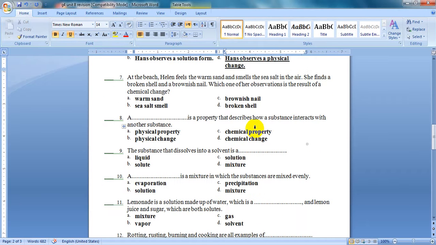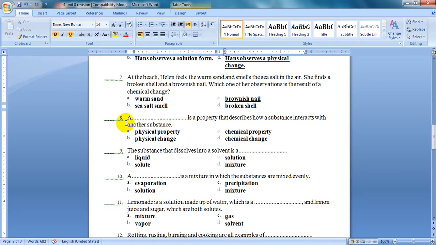The next question. At the beach, Helen feels the warm sand and smells the sea salt in the air. She finds a broken shell and a brownish nail. Which one of her observations is the result of a chemical change? Again, a chemical change will form one new matter, one new substance. Which of these is one new substance? Warm sand, sea salt smell, brownish nail, broken shell. Of course, it is a brownish nail. It results from rusting, which is a chemical change. So the answer here will be letter C.